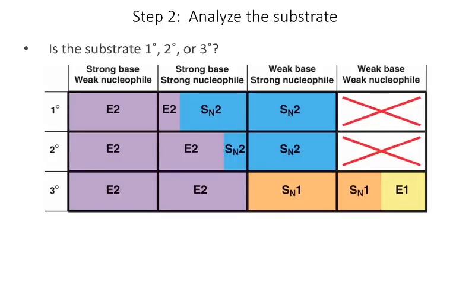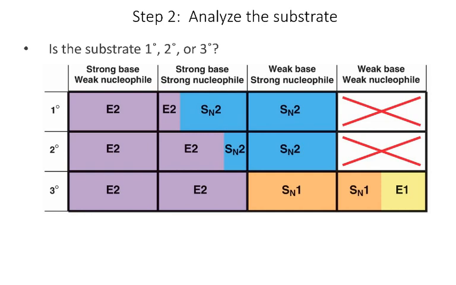So once we've determined which mechanism is favored by our reagent, we then want to take a look at our substrate. So in the case of a strong base and a weak nucleophile, we only see the E2 mechanism, regardless of whether the substrate is primary, secondary, or tertiary. If we have something that is both a strong base and a strong nucleophile, then we're going to get a mixture of SN2 and E2 mechanisms.